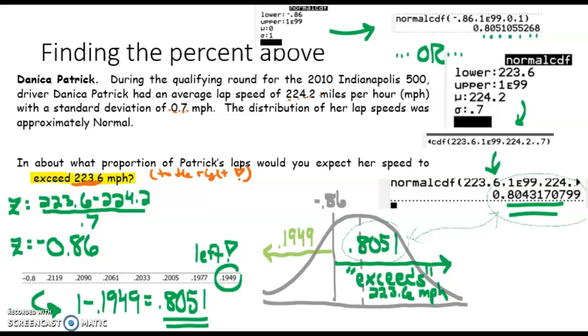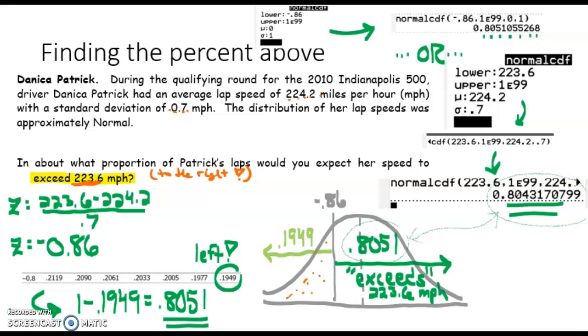But you got to think about this. If you're over here, I kind of got it drawn out over here. If your z-score is right here at negative 0.86 and you go to the table, that's going to give you all this territory that's going to be to the left, right? But in this case, we don't want that. We want to be exceeding 223.6. We want to go to the right.